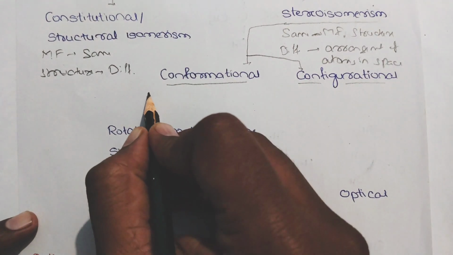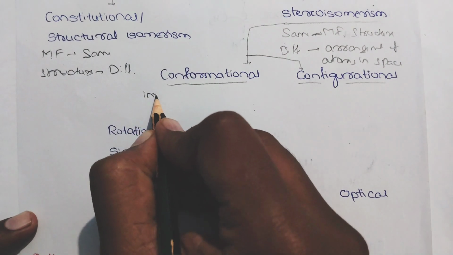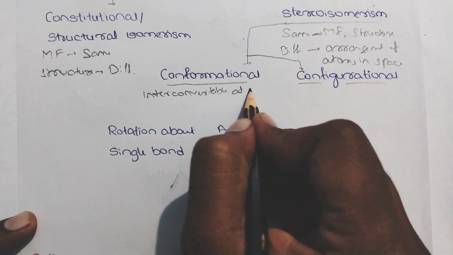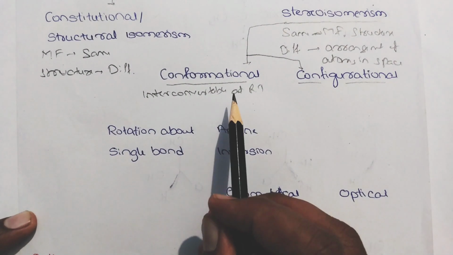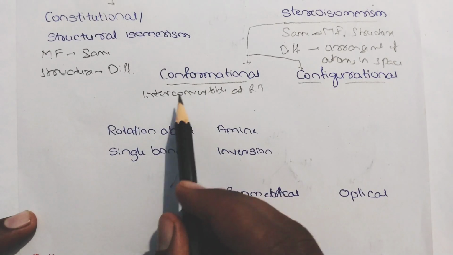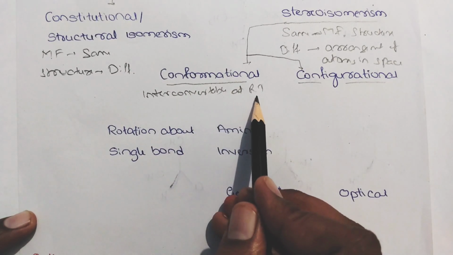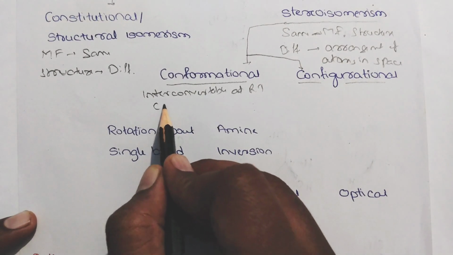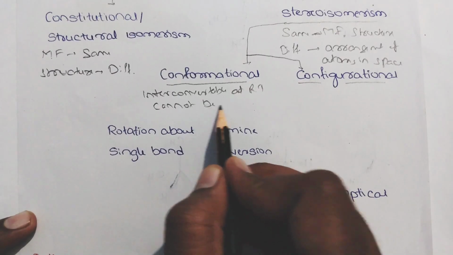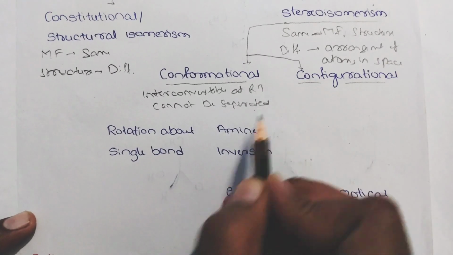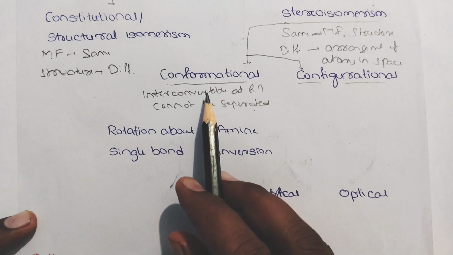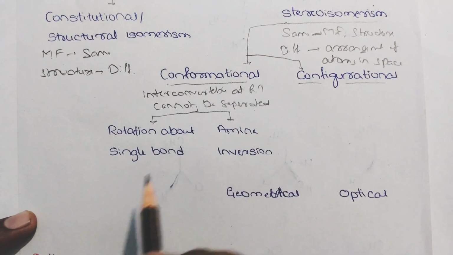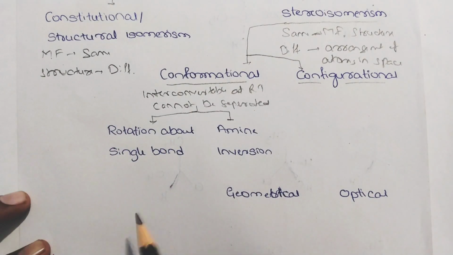Conformational isomers can be interconvertible at room temperature. They have the same molecular formula, but they can be interconvertible at room temperature. Because they are interconvertible at room temperature, they cannot be separated. These types of isomers are called conformational isomers. Again, conformational isomers are divided into two parts: rotation about a single bond, and amine inversion.